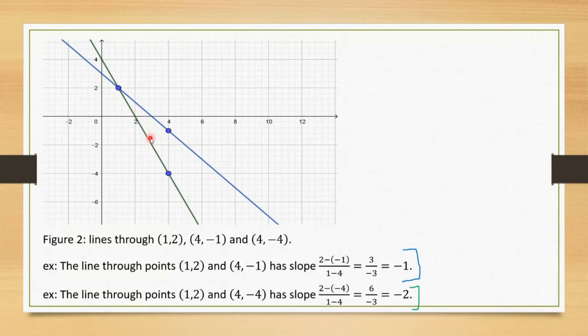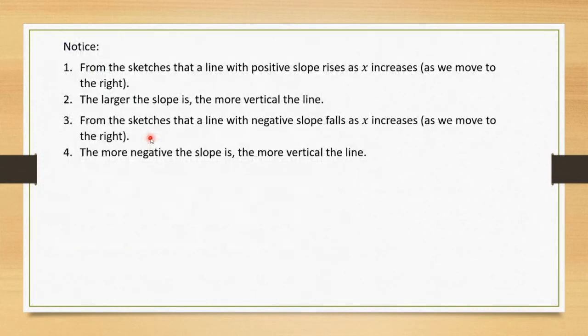I know that's a lot, so that's why I summarized it here. I'm summarizing what I'm trying to say: a line with a positive slope, as you increase x, the line is going to rise. A line with a positive slope is going to rise as you increase x. Let me see if I can draw that quickly. That might help.